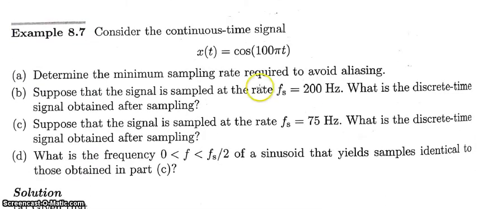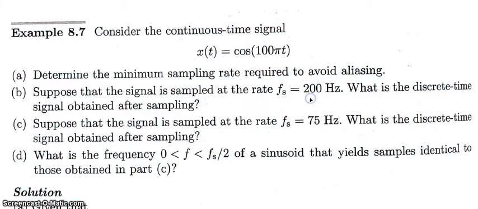Now consider next question. Here you are given x of t, a continuous time signal which is cos 100 pi t. Determine the minimum sampling rate required to avoid aliasing. Suppose the signal is sampled at the rate fs equal to 200 Hz. What is the discrete signal obtained after sampling? Similarly, if it is sampled at a rate fs equal to 75 Hz, what is the signal obtained after sampling?